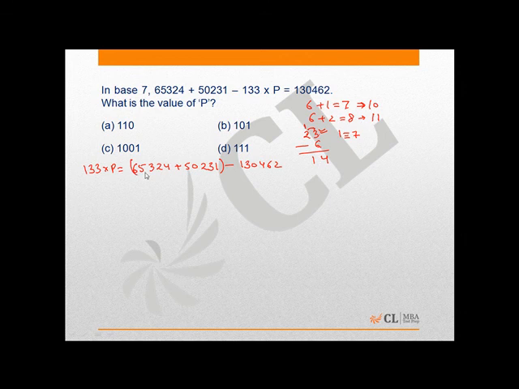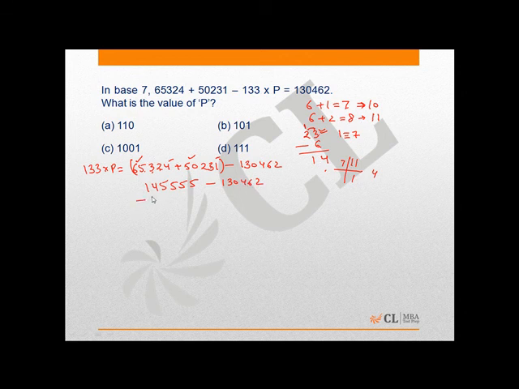So 4 plus 1 is 5. Similarly 2 plus 3 is 5. 3 plus 2 is 5. 5 plus 0 is 5. 6 plus 5 becomes 11. But 11 has to be converted into base 7. So this becomes 1 4. And minus 130462 is there.